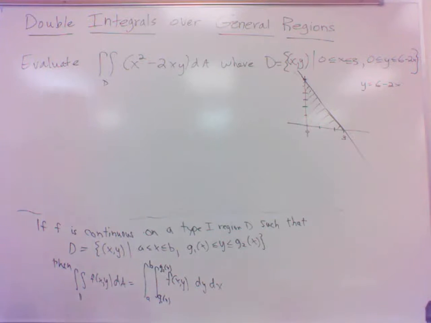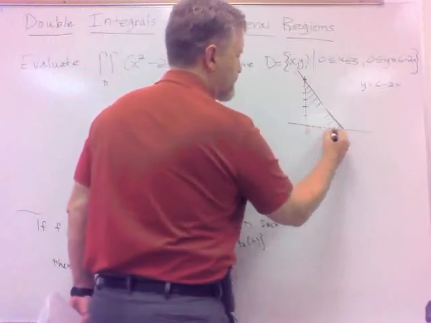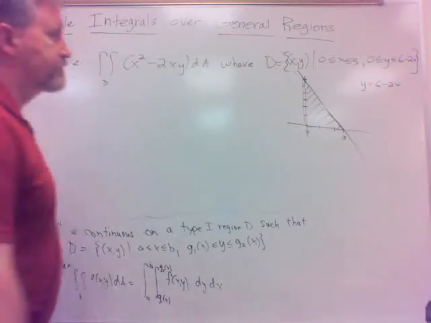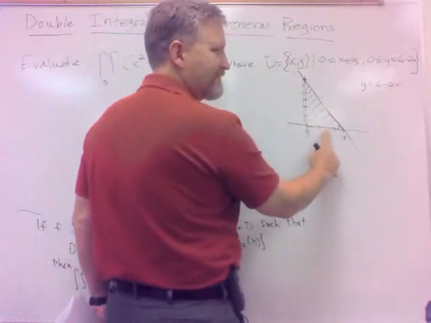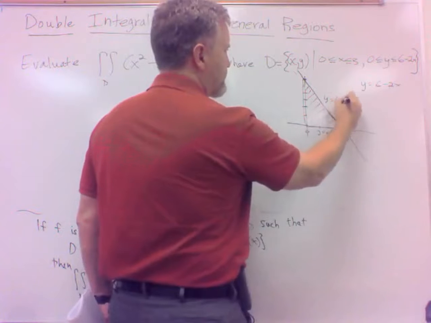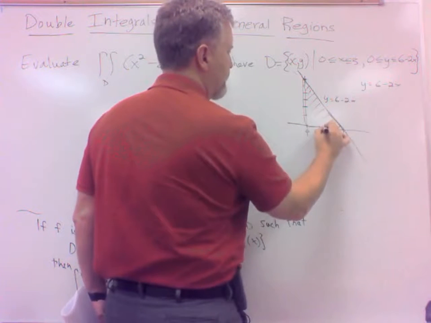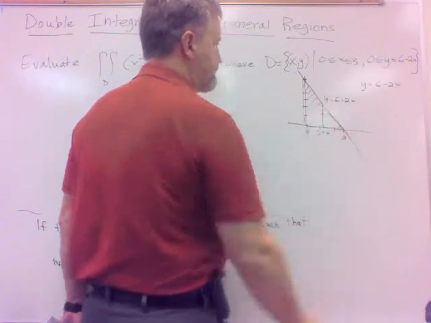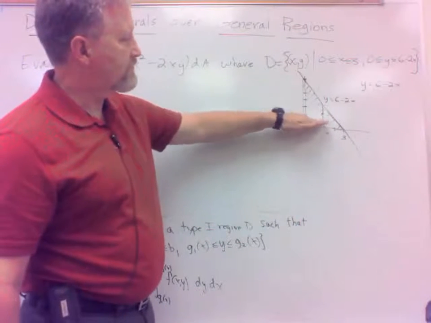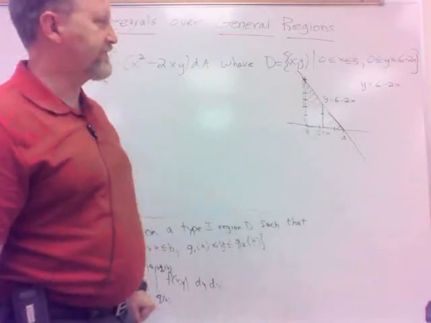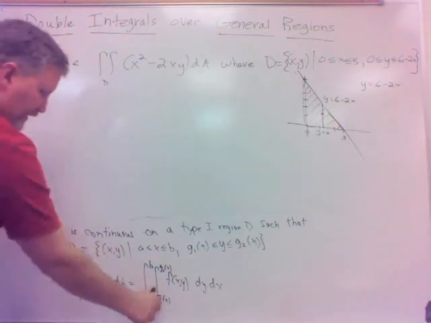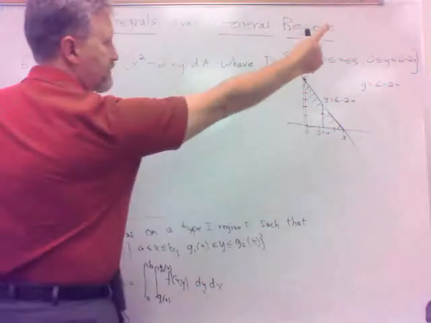So yeah, we can see that this is a type 1 region because, I guess it's a very simple bottom function here, y equals 0, but then we're going to y equals 6 minus 2x here, and sometimes they draw a line here. As far as y goes, I want to go from 0 up to the 6 minus 2x line. So that's type 1.